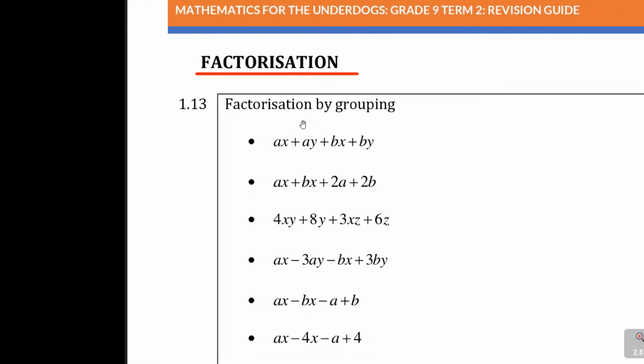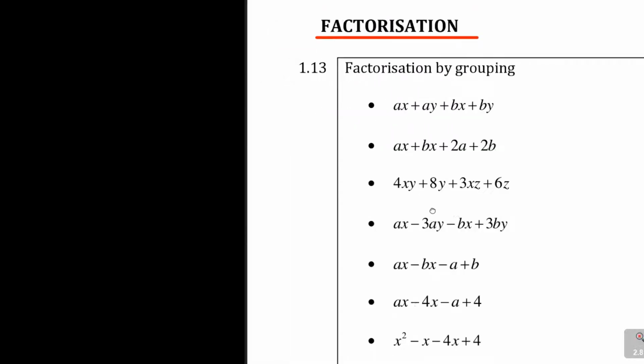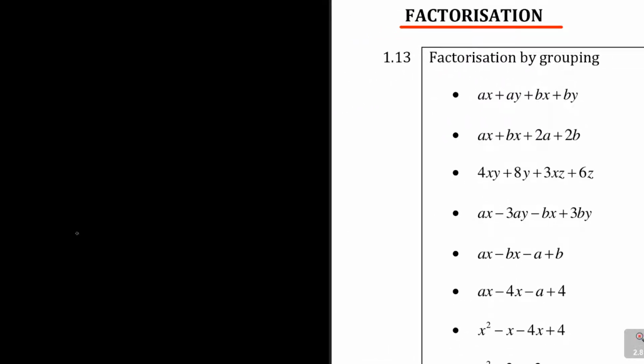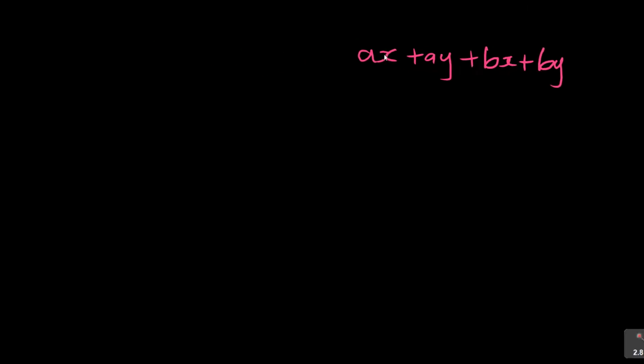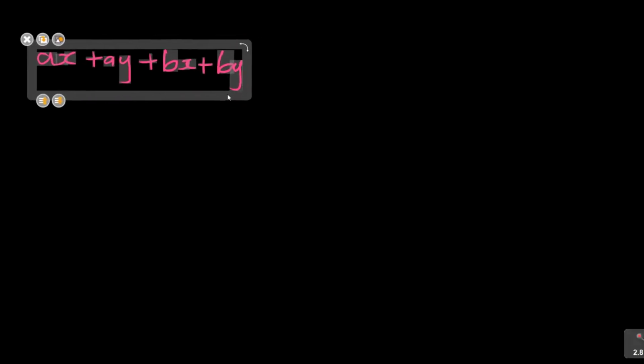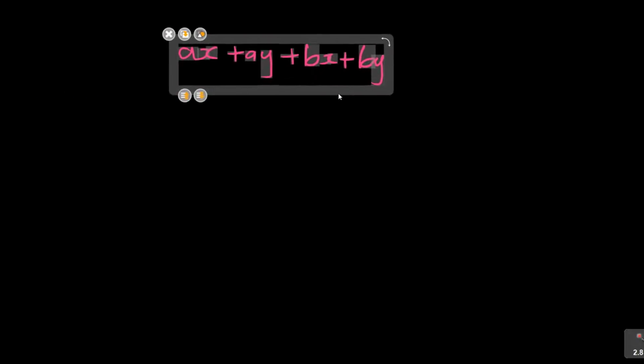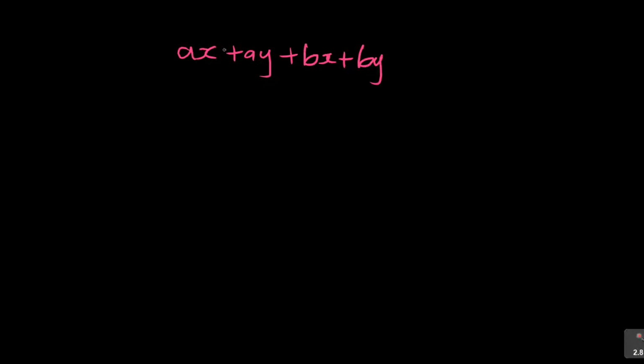So now we are looking at factorization by grouping. How do you go about this? Let's quickly go to the first question. It says factorize by grouping, and you are given ax plus ay plus bx plus by. I want you to pay close attention because this is the foundation that I'm going to lay, and once you do this one, everything is not going to be difficult.